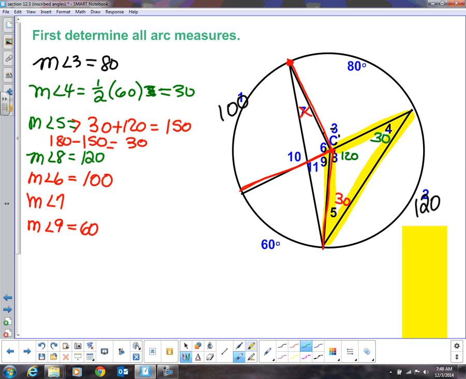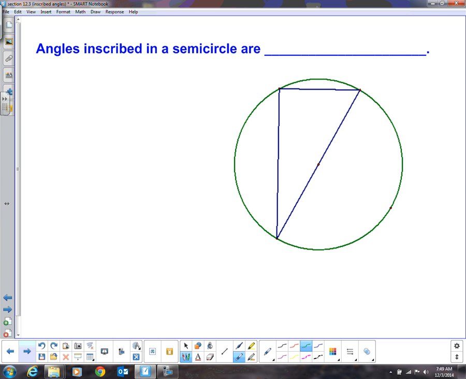So hopefully, I believe this section was only about inscribed angles. So if you have an angle inscribed in a semicircle, doesn't it cut off 180 degrees? So what will that angle be if its vertex is on the circle? Half of 180, or 90.